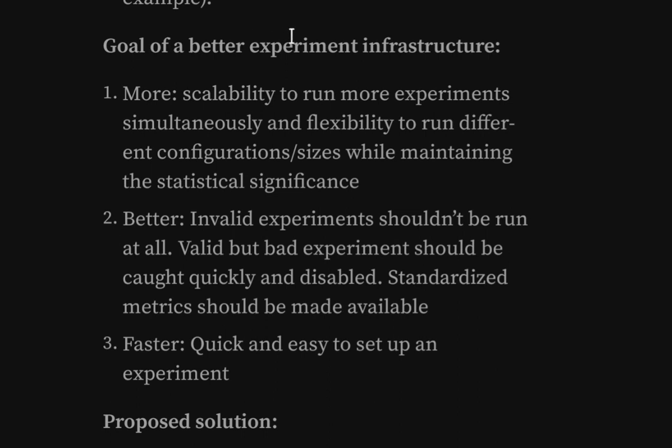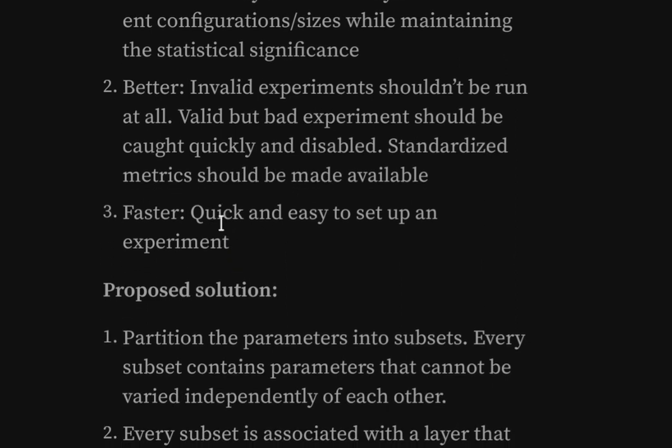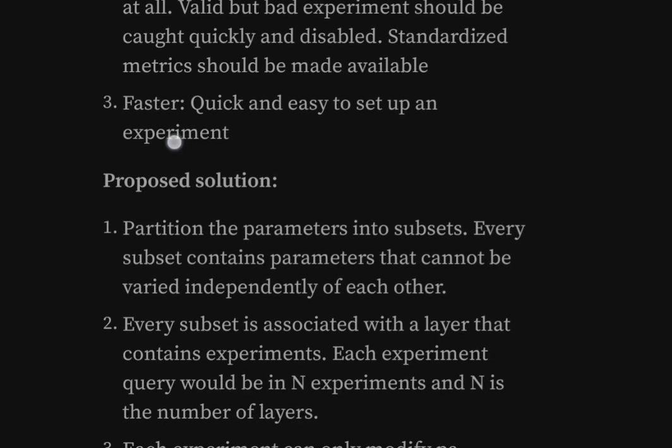So the goals of a better experiment infrastructure are, one, more scalability, to run more experiments simultaneously, and flexibility to run different configuration sizes while maintaining statistical significance. Two, better. Invalid experiments shouldn't be run at all. Valid but bad experiments should be caught quickly and disabled. Standardized metrics should be made available faster. And it should be quick and easy to set up an experiment.